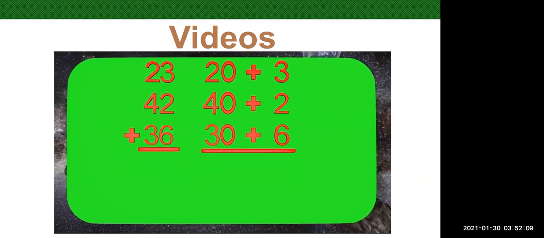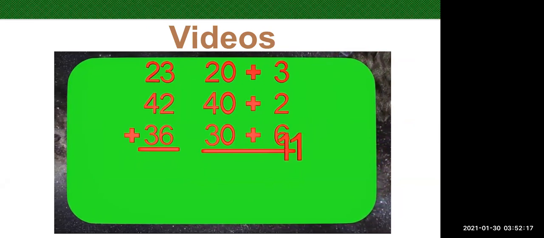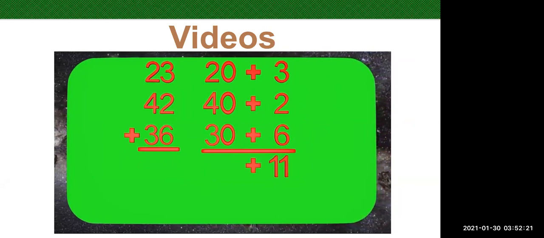Let's start by adding the ones. 3 plus 2 is 5, and 5 plus 6 is 11. We will write the 11 here. Remember, these are still in the ones column, so let's bring down the plus sign. Now we have 20 plus 40 plus 30. Well, 2 plus 4 equals 6, and 6 plus 3 equals 9. So we get 90.